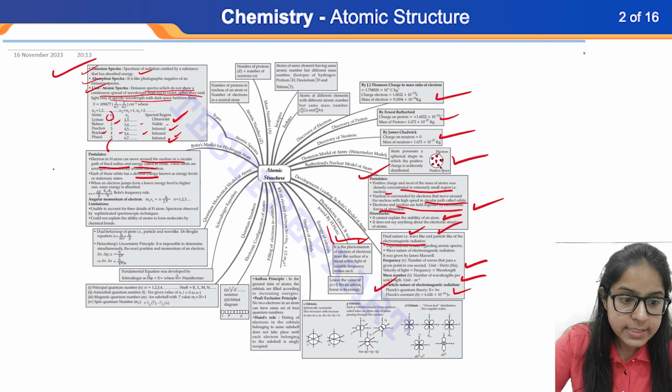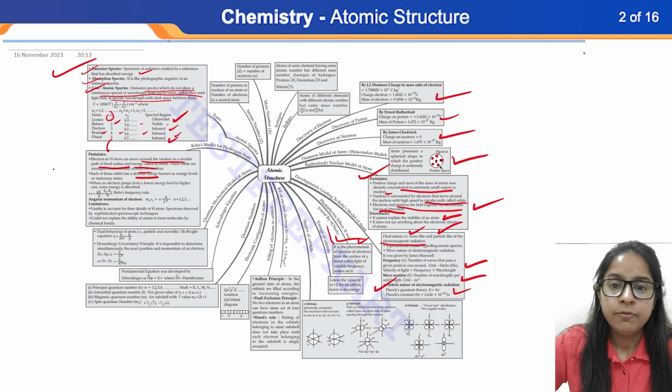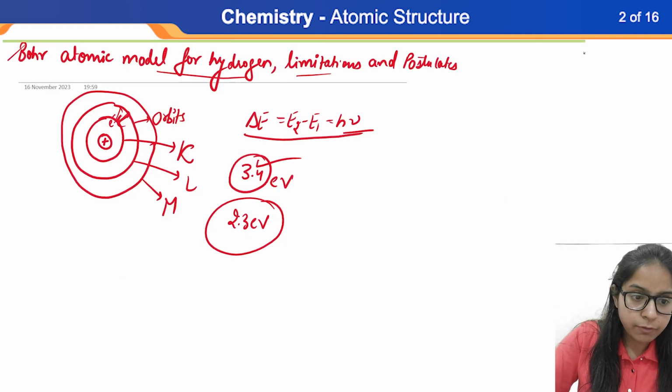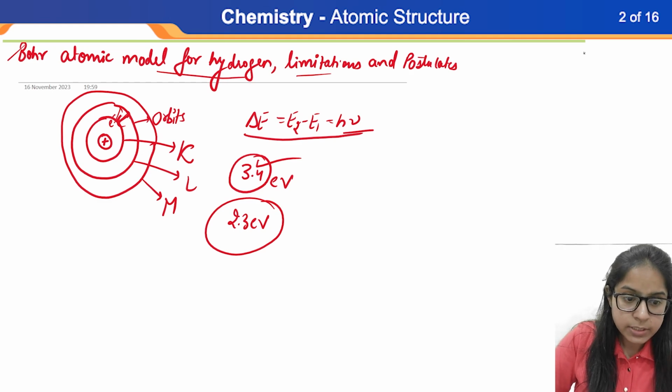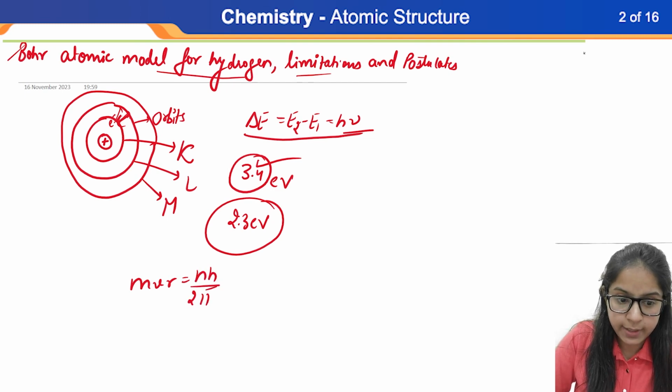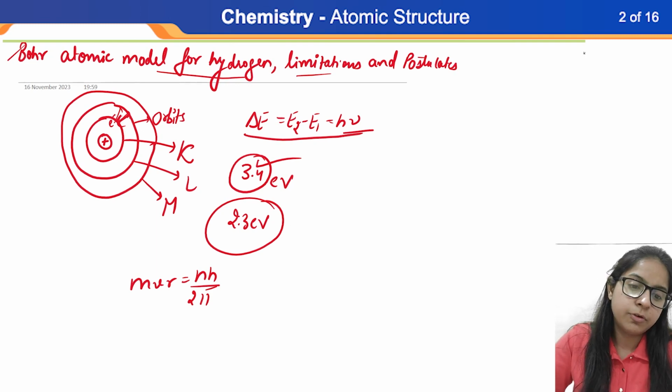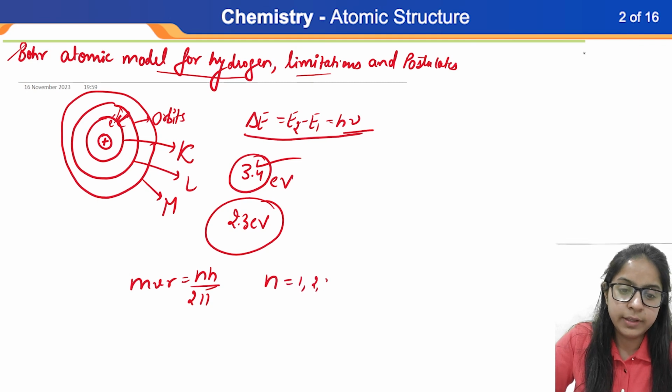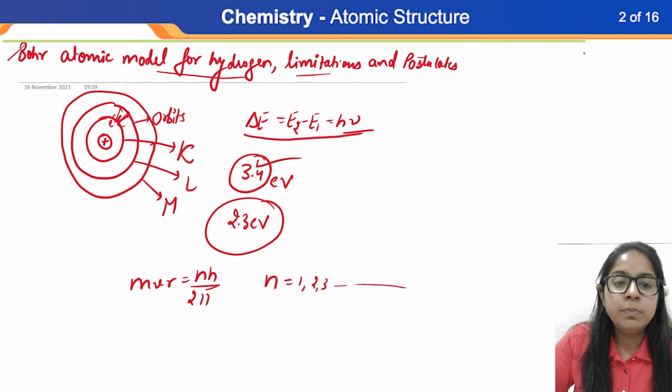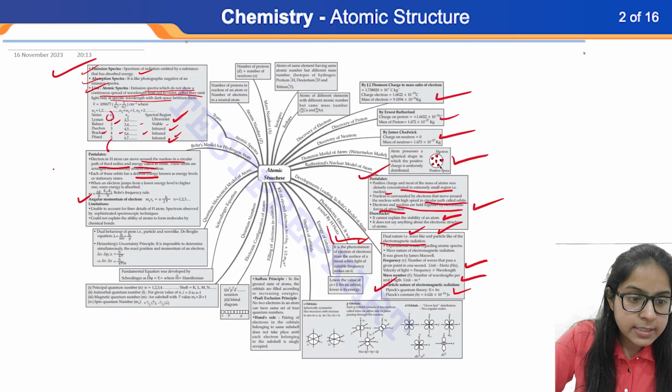Another postulate: for the electron to revolve, mvr is equal to nh upon 2 pi, meaning the angular momentum of the revolving electron is an integral multiple of h upon 2 pi, where n can be 1, 2, 3 and so on, but it cannot be 1.6, 2.6, 3.5, etc. Decimals should not be there. So we have covered these postulates.